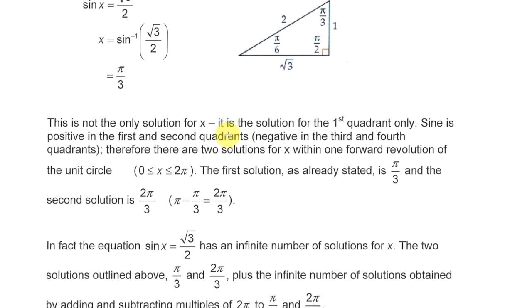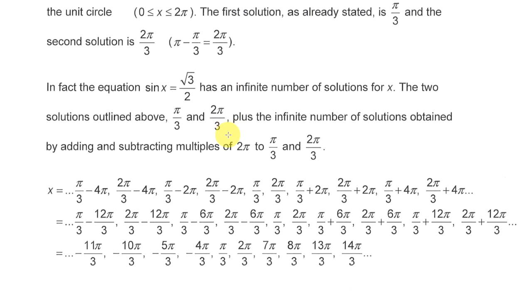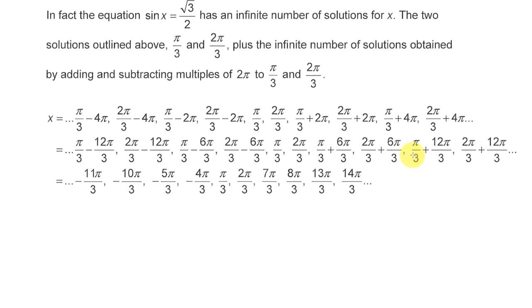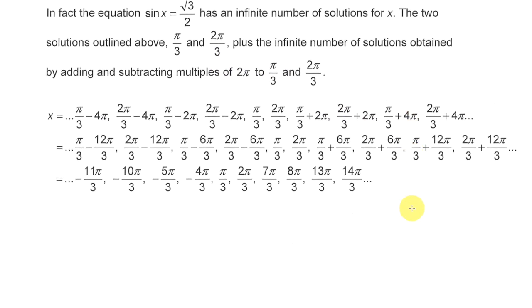first quadrant. If we look at the solutions that satisfy it, if we go through forward one revolution through the unit circle, then we've got pi on 3 and 2 pi on 3. And so if we look at the solutions that are possible, then we start with pi on 3 and 2 pi on 3, and then we add to it multiples of 2 pi. So I'm adding 2 pi, 2 pi. Then I've got pi on 3 plus 4 pi, 2 pi on 3 plus 4 pi, and then that can continue on indefinitely. But I can also go backwards as well.